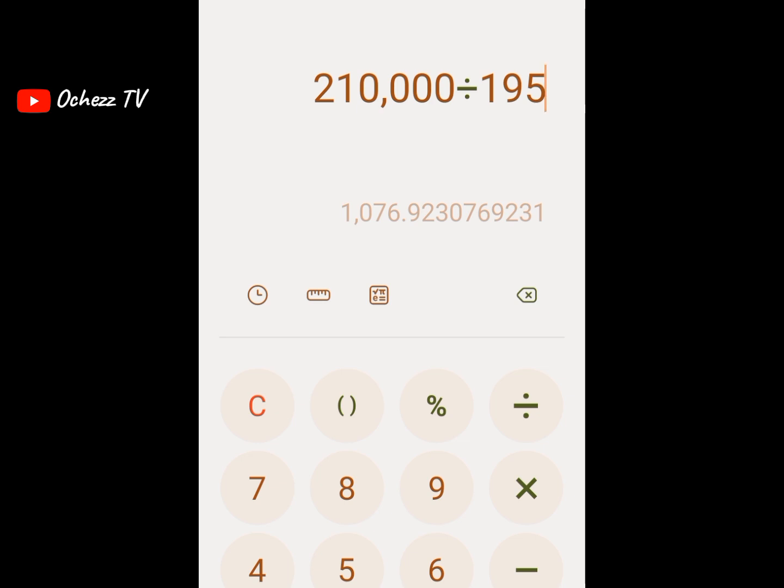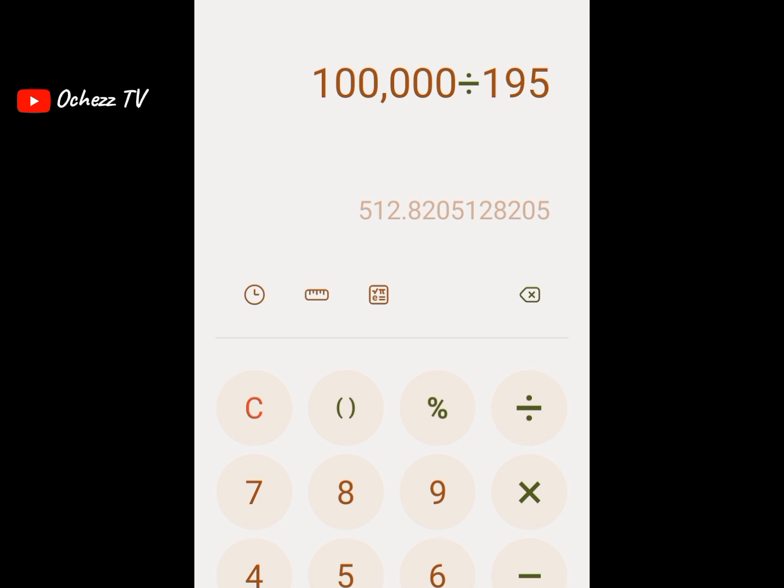So now let me do another example. Let's say you want to buy RMB with 100,000 naira. 100,000 naira. Just divide it by 195. It will give you 512.82. If the rate is reduced, let's say the rate is 188, you just do the same thing, divide it by 188.